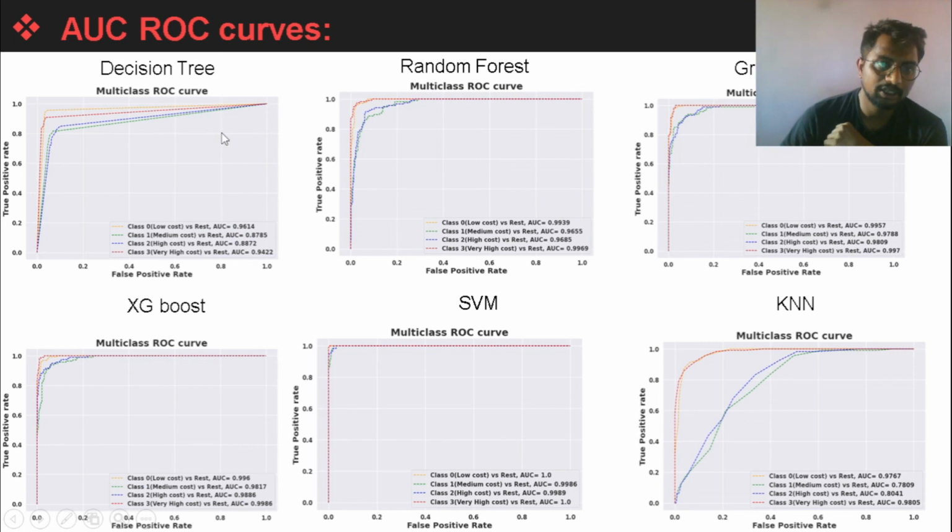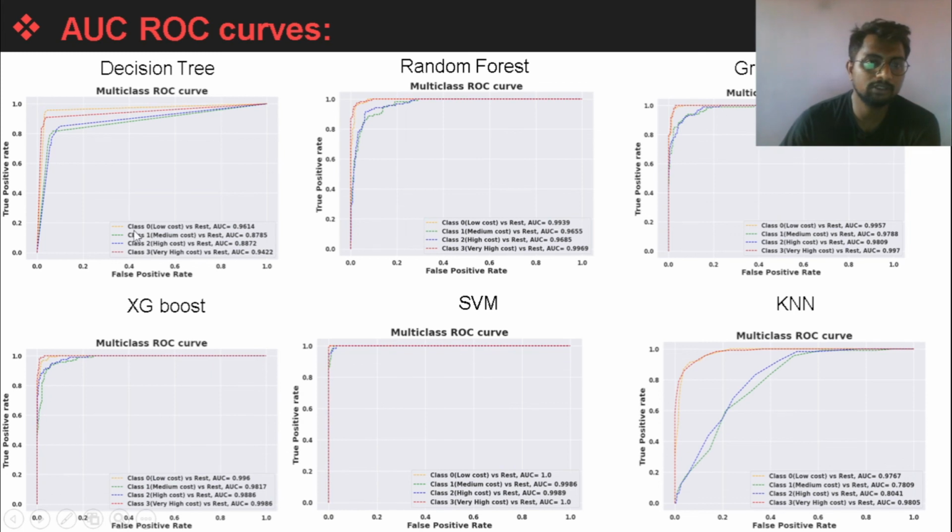This is the area under curve for each model. Here we can see class 0 versus rest, class 1 versus rest, class 2 versus rest and class 3 versus rest. Here we can see the KNN performed the worst. The area under curve is very low for KNN, that is 80% and 78% for class 1. And we can see SVM gave the best result. The area under curve is almost 1 for each class.